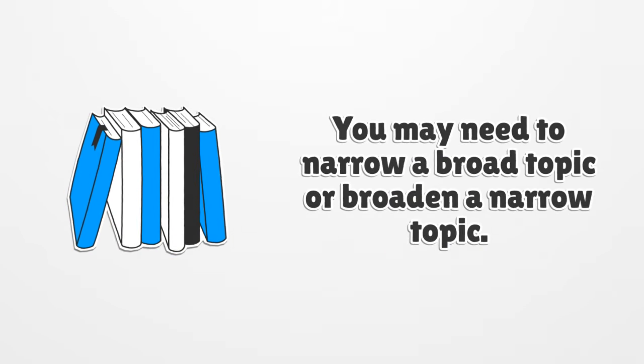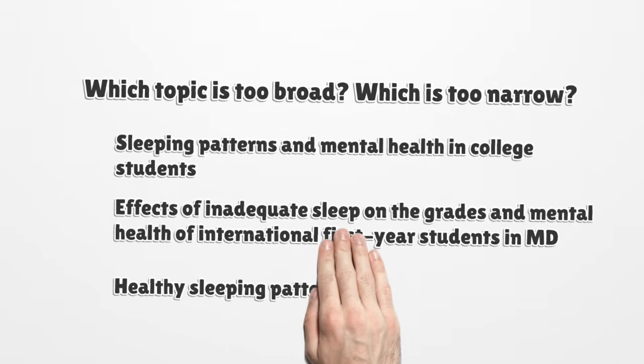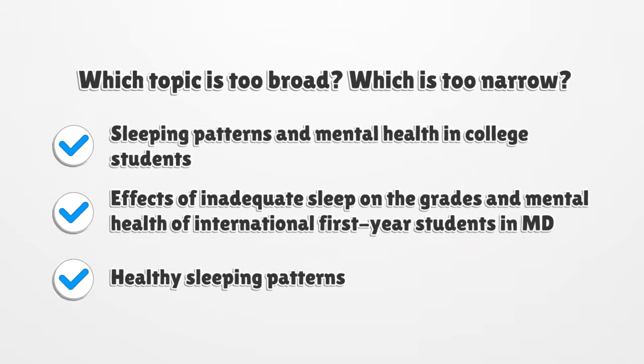If an entire book can be written on your topic, it's probably too broad for a research paper. But if you can only find enough information to write a paragraph, your topic may be too narrow. Here are some examples of possible topics. Which of these is too broad? Which is too narrow? Which is just right?